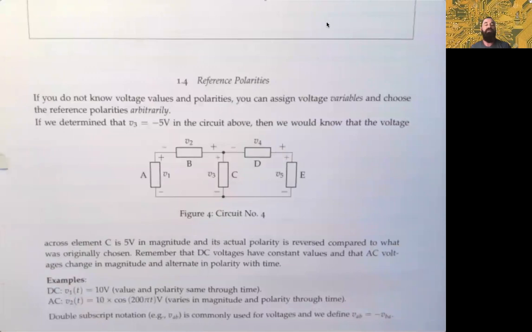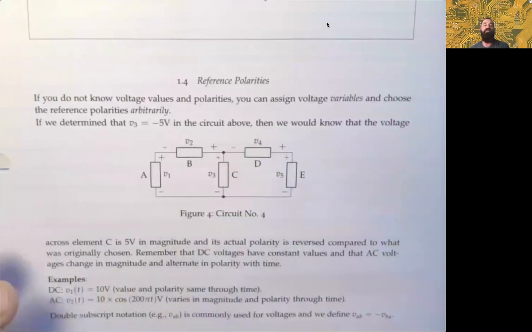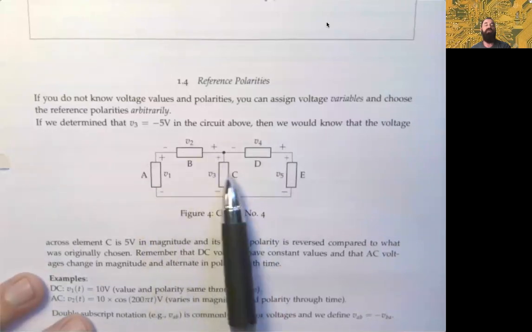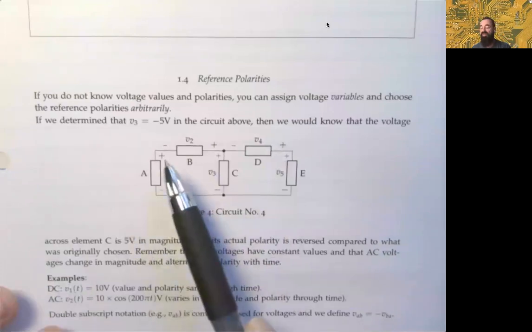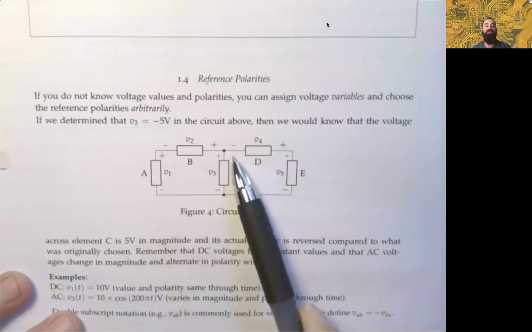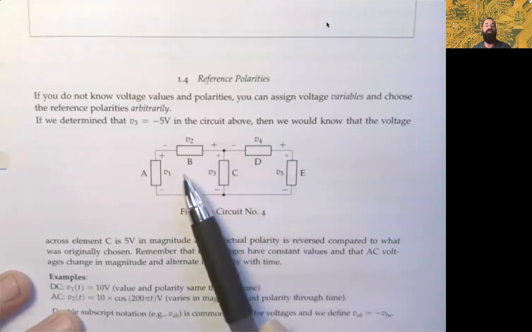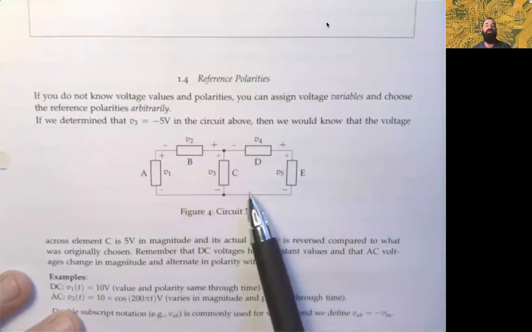So let's look at this example in figure 4, which is circuit 4 here. You can see we have another diagram of 5 arbitrary circuit elements, and we are representing the voltages with these variables V with subscripts for each of these circuit elements. And you can see that we've assigned reference polarities across these 3 here, A, C, and E. We have the top terminal being positive and the bottom negative.